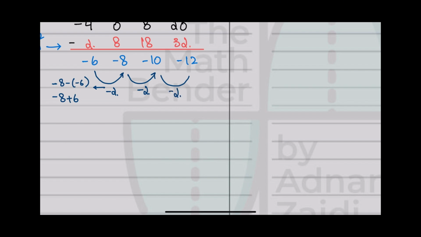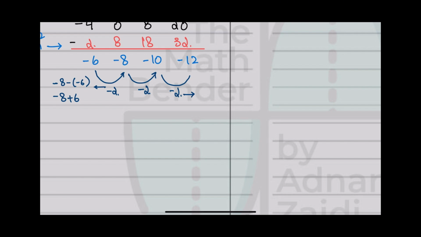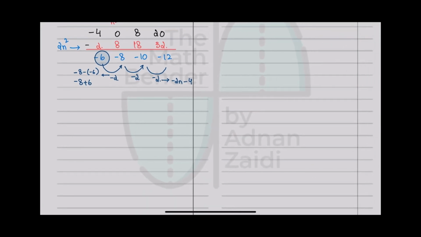And we already know that if it's a linear pattern having a constant change, I'll write this as -2n. And from this term, I subtract the difference. So -6 minus -2 is -4. Hence, my final formula is going to be 2n squared minus 2n minus 4.